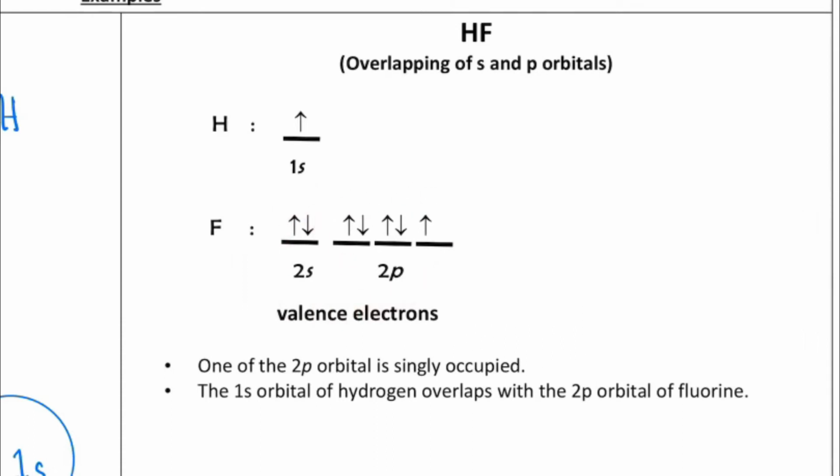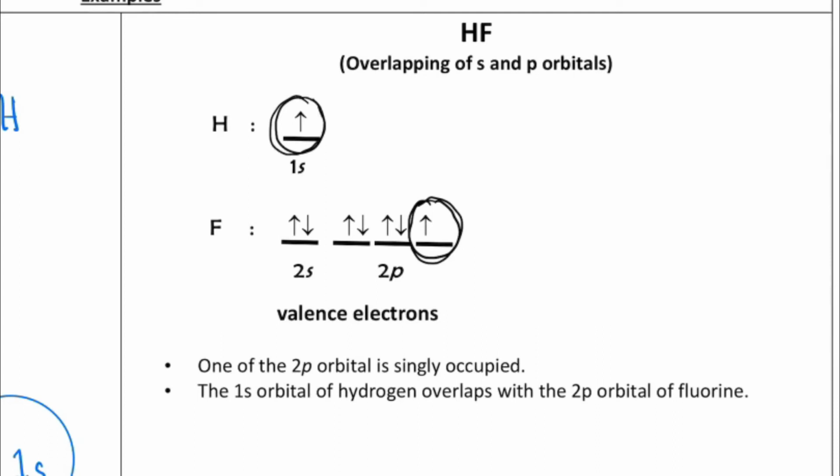Okay, so overlapping ni nak berlaku antara yang mana? Okay, kan banyak elektron dekat sini. So this overlapping will occur between this single 1s and this single electron in 2p. Okay, dalam 2p yang lain semua ada pasangan, yang ini je yang single. So this single electron in 2p will overlap with this single electron in 1s.